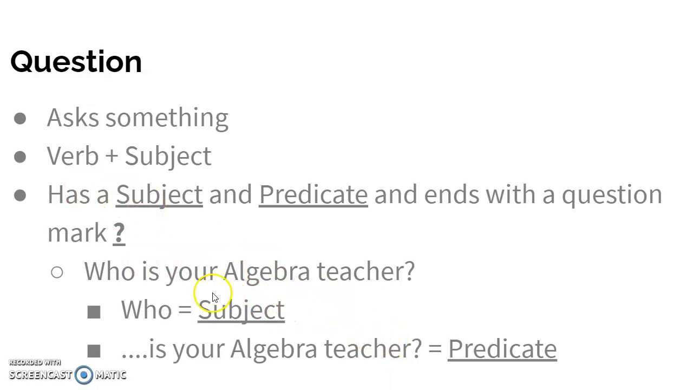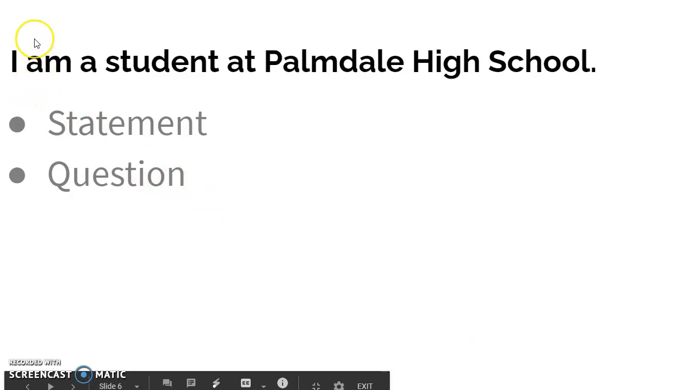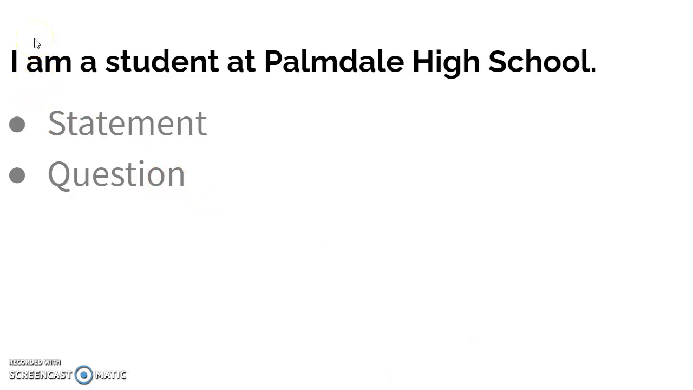So the question is, again, who, and the predicate, is your algebra teacher. So when you ask a question, the verb always has to come first. Also, in your assignments, they're going to give you a question like so: I am a student at Palmdale High School. Is this a statement or a question? Very simple. Here's the subject, here's the rest of the predicate, but there's no question mark at the end. Is it telling us information? Yes. So it will be a statement.